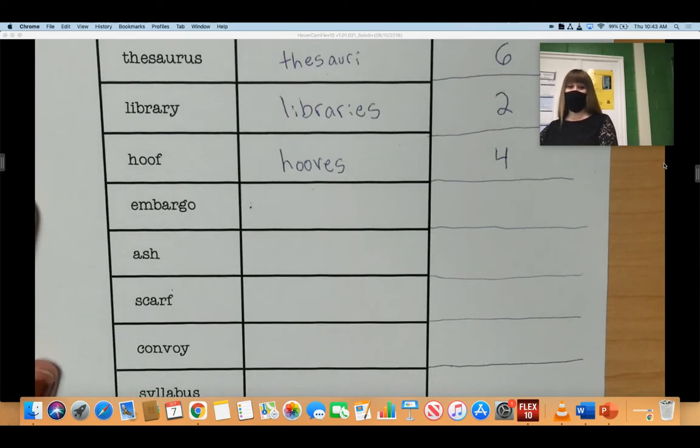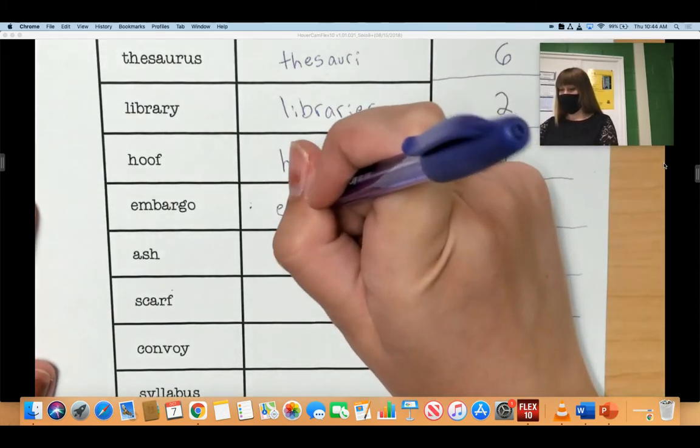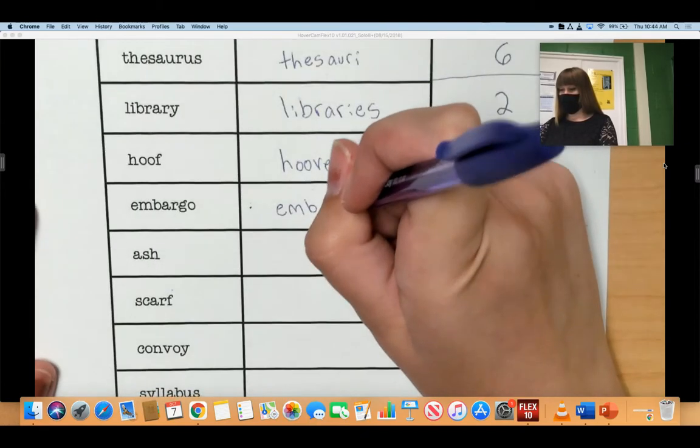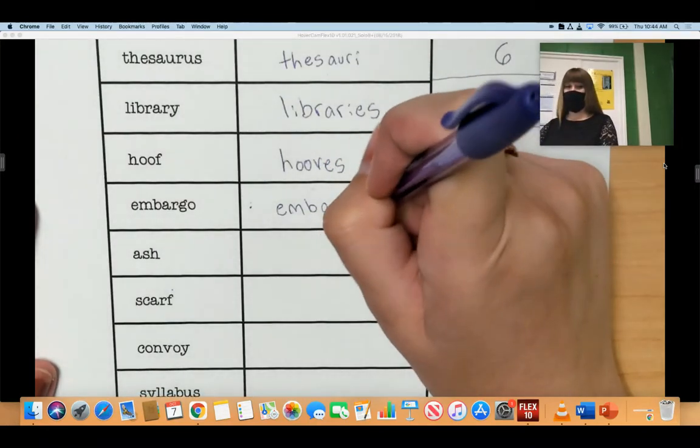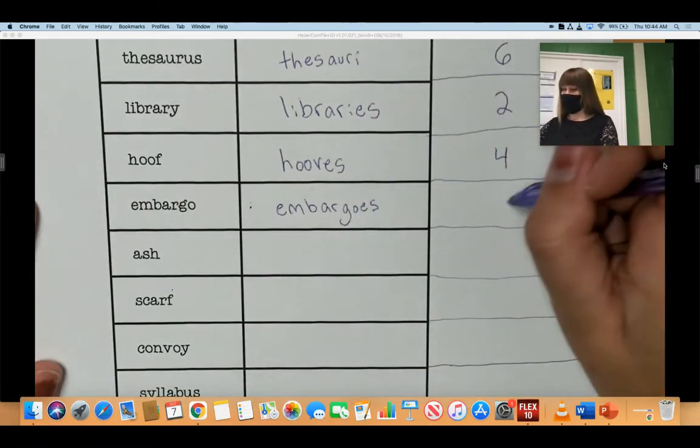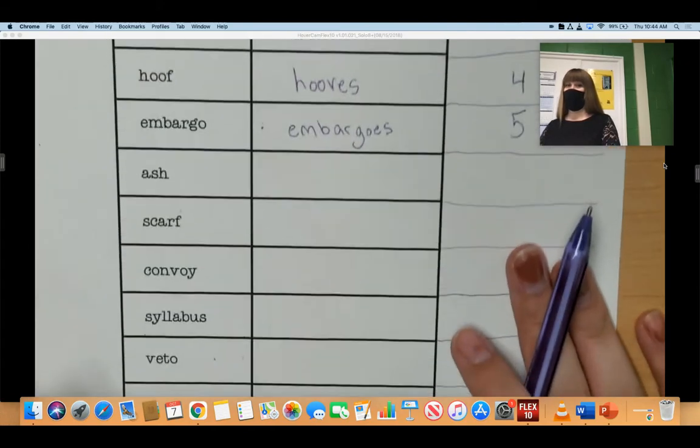The next one is embargo, and that is our vowel consonants then O rule. It's the same one as tomatoes. So we will turn embargo into embargoes. And embargoes would go with rule 5. So now that we've used each rule once, all the rest of them are back up to use as many times as you need to.